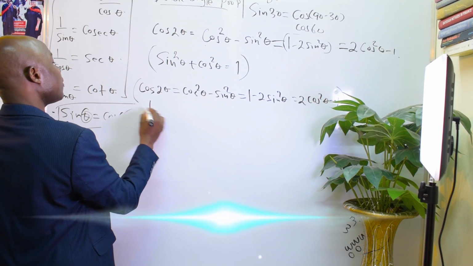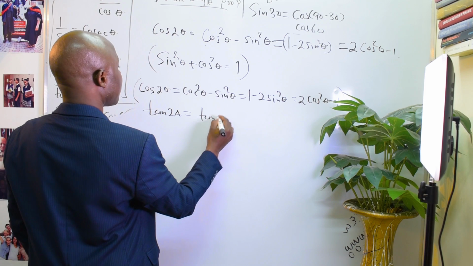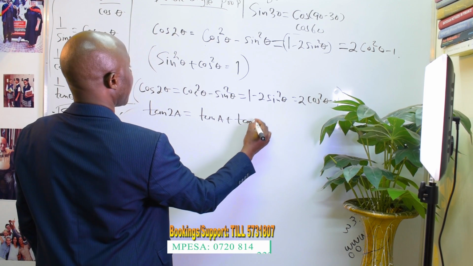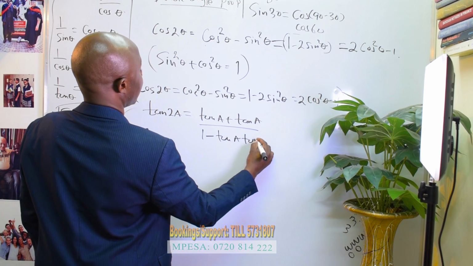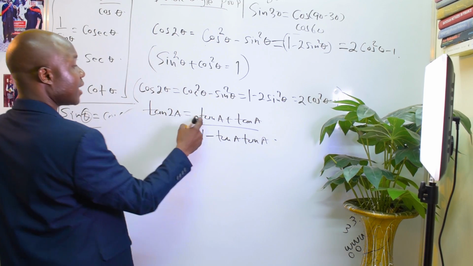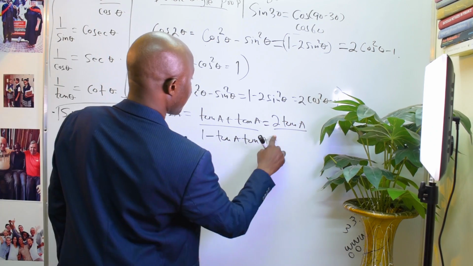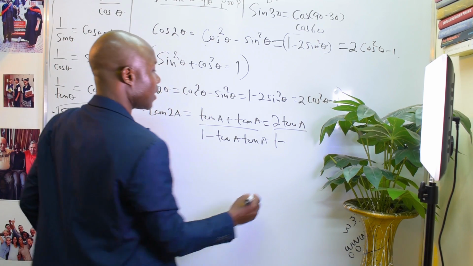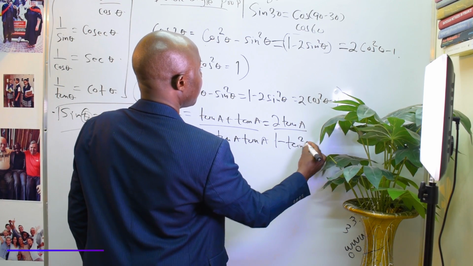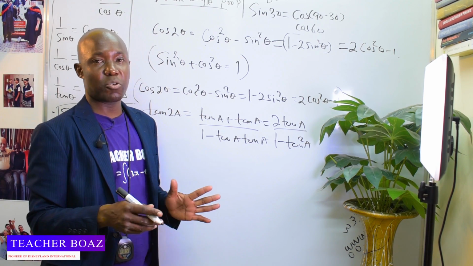Now what if I give you tan 2a? Can we write it as tan a plus tan a over 1 minus tan a tan a? Then tan a plus tan a is twice tan a over 1 minus tan a tan a. Remember tan times tan is tan squared, so we get tan squared a. And I also taught you that we do not square the angle, but we square the trigonometric function.